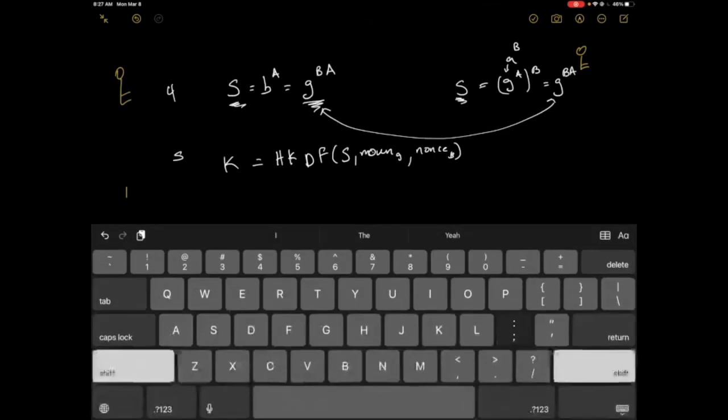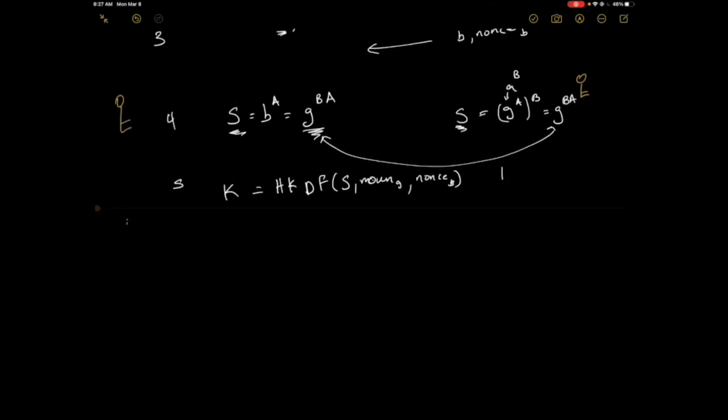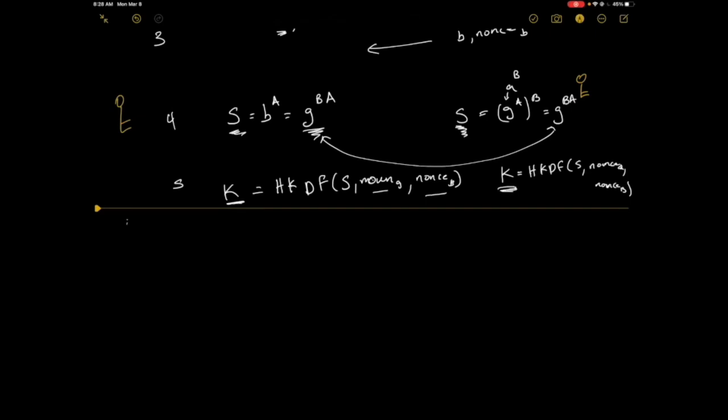Bob does the same thing. He calculates his key by doing the HKDF of the same symmetric key, and he also has the nonce of A and the nonce of B. So every time we establish a connection, we have new nonces for A and B, and that means we have new keys as well.